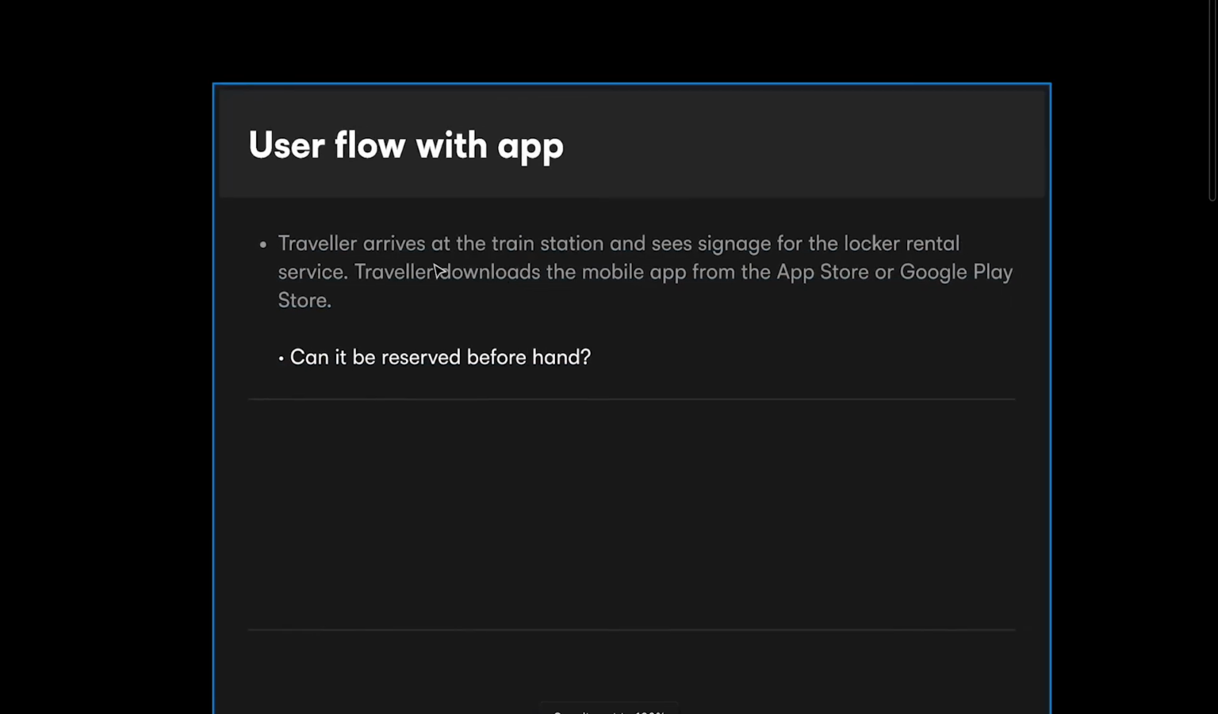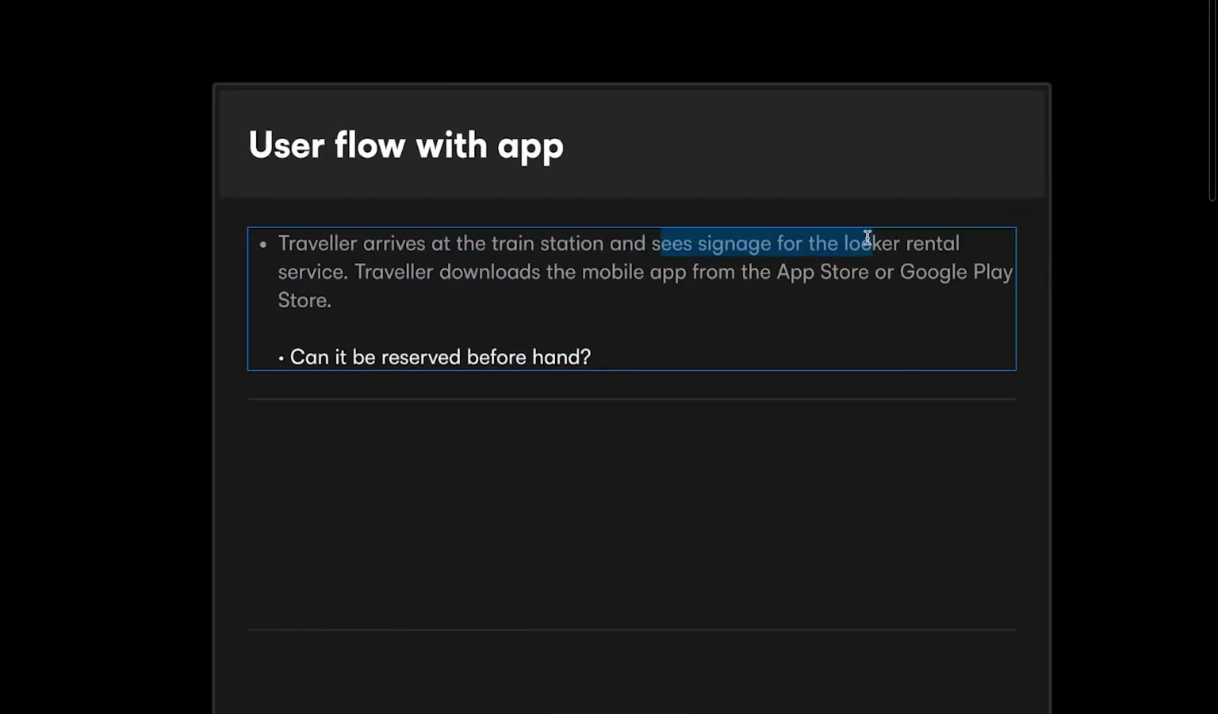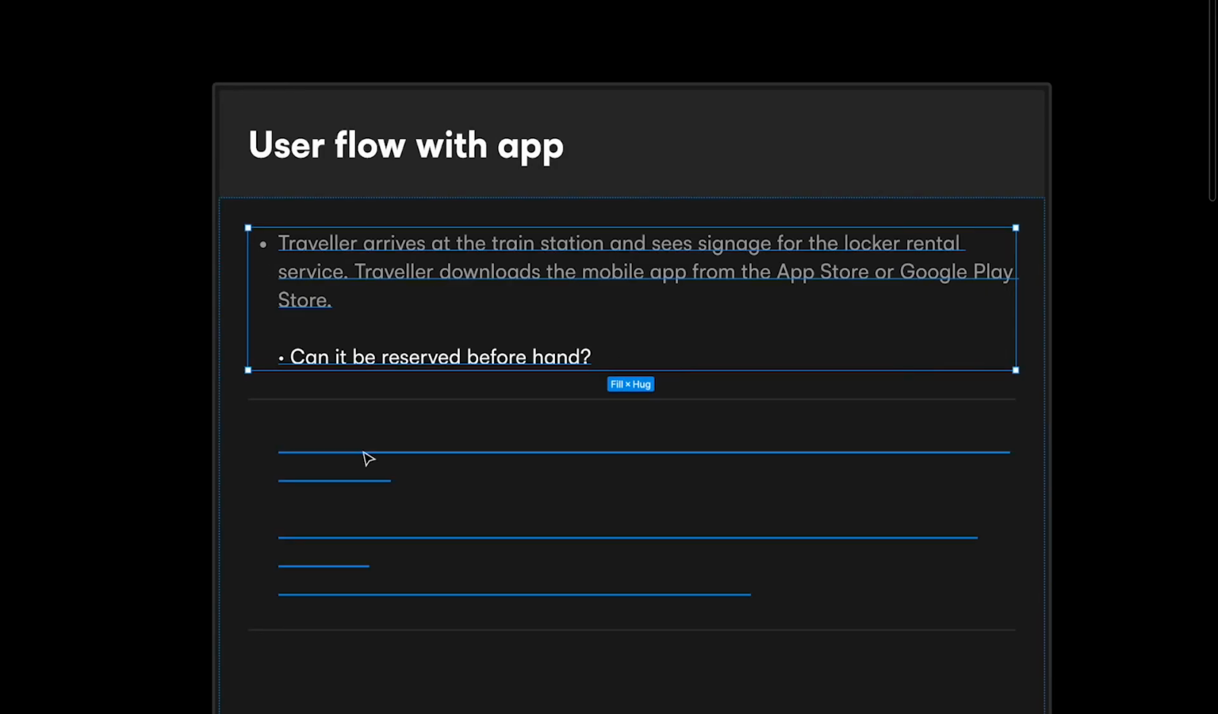So let's see. The traveler arrives at the train station and sees signage for the locker rental service. The traveler downloads the mobile app from the App Store or the Play Store. Now, here the question is, can it be reserved beforehand? Maybe, yes, we can reserve it.